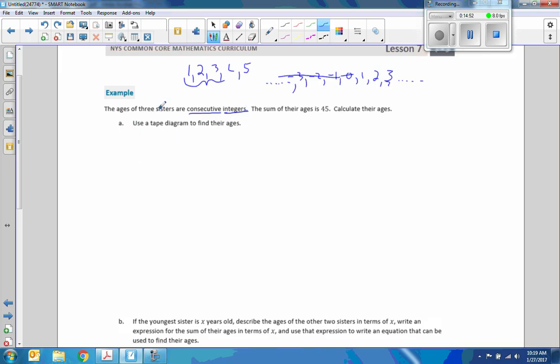So it says the ages of 3 sisters. So the answer could be 1, 2, 3. It could be 2, 3, 4. It could be 3, 4, 5. You get the idea? 3 numbers next to each other on the number line. 3 consecutive. Use a tape diagram.